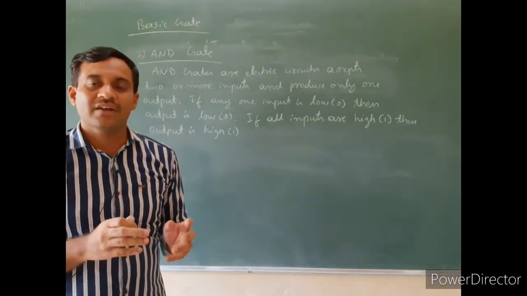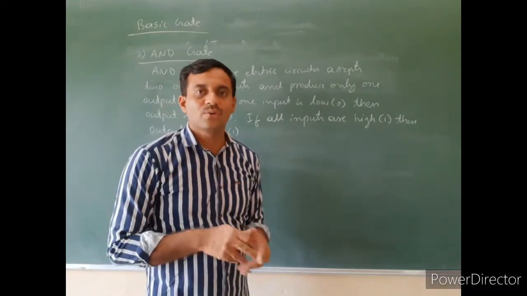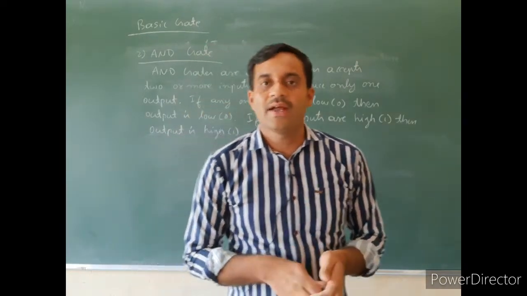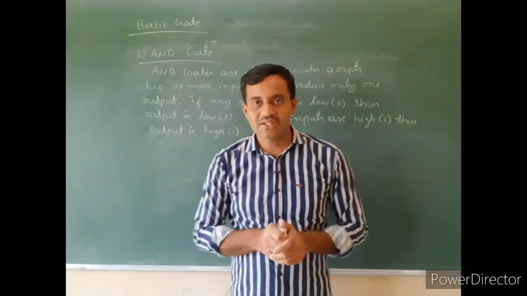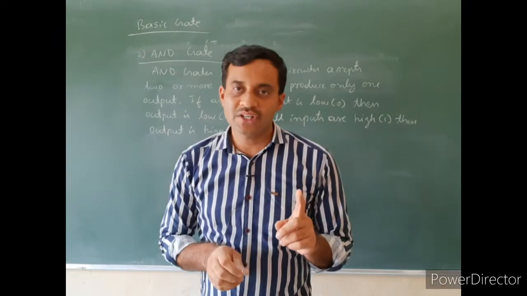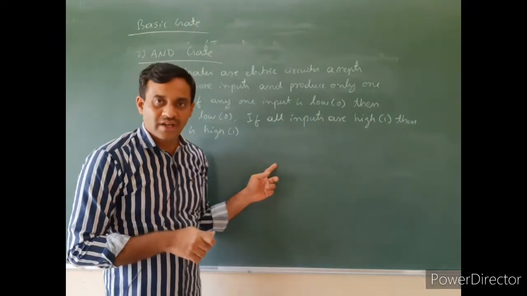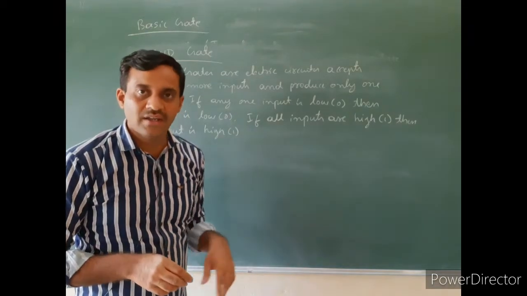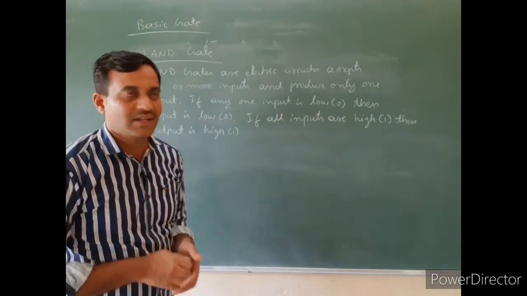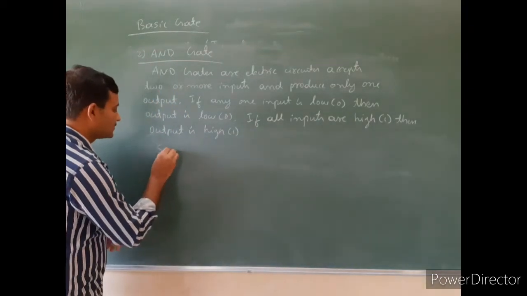Basically, it is an electronic circuit. It accepts two or more input signals and produces only one output signal. If any one of the inputs is low, the output is low. If all the inputs are high, then the output is high. Let's see the logic symbol for the AND gate.